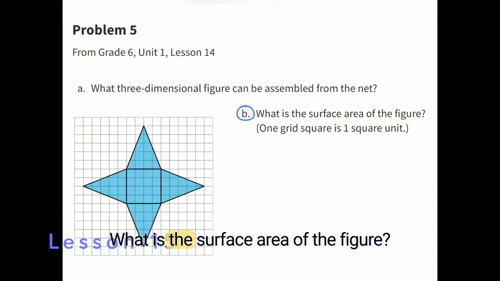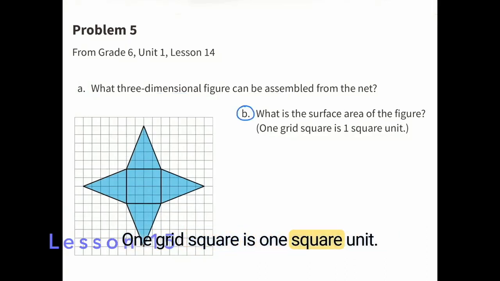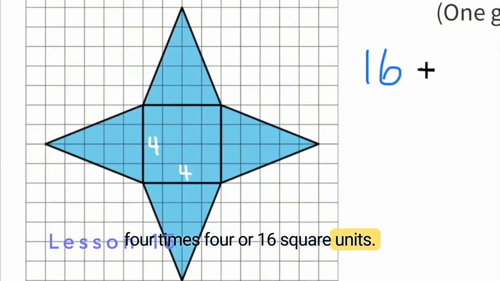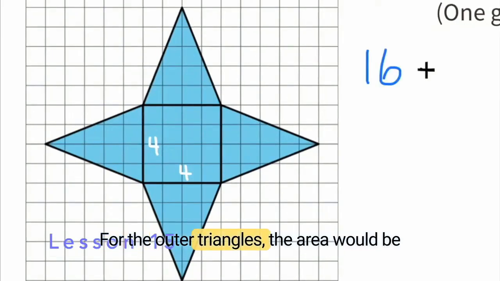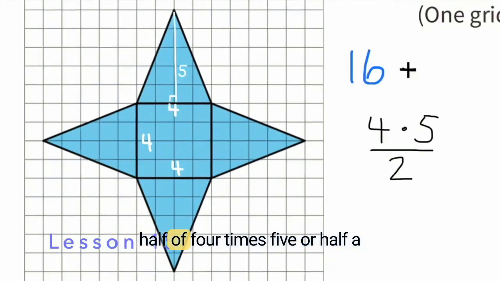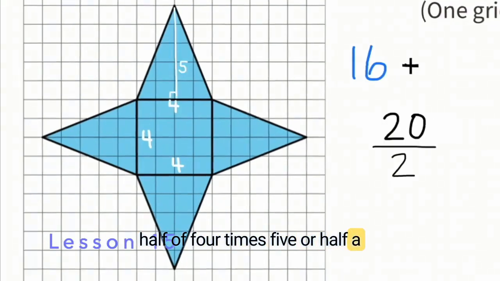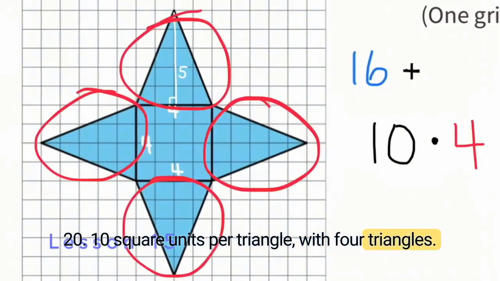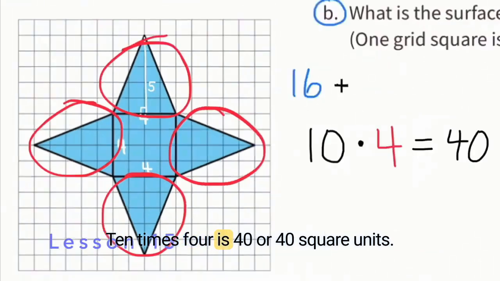B. What is the surface area of the figure? 1 grid square is 1 square unit. For the base, the area would be 4 times 4, or 16 square units. For the outer triangles, the area would be half of 4 times 5, or half of 20. 10 square units per triangle. With 4 triangles, 10 times 4 is 40, or 40 square units.